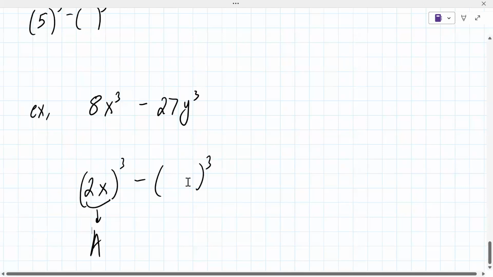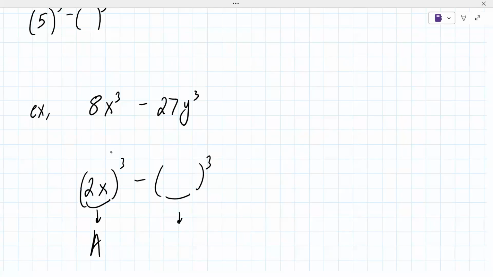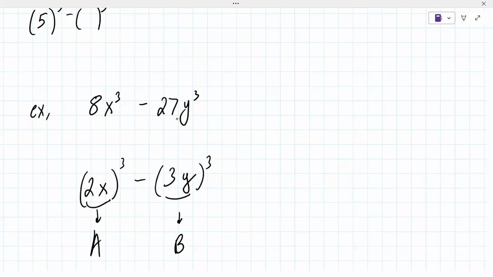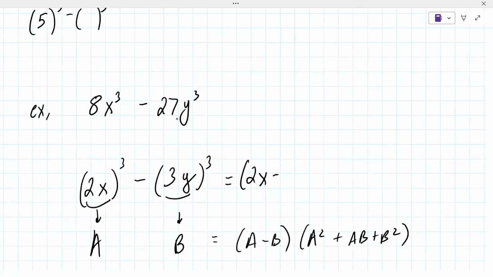And your B, why don't you tell me what B is? What goes in parentheses here? Is it 3? 3 gets you back to 27, but what about y? Yes. So now when you do it, it's A minus B, A squared plus AB plus B squared. That becomes 2x minus 3y.